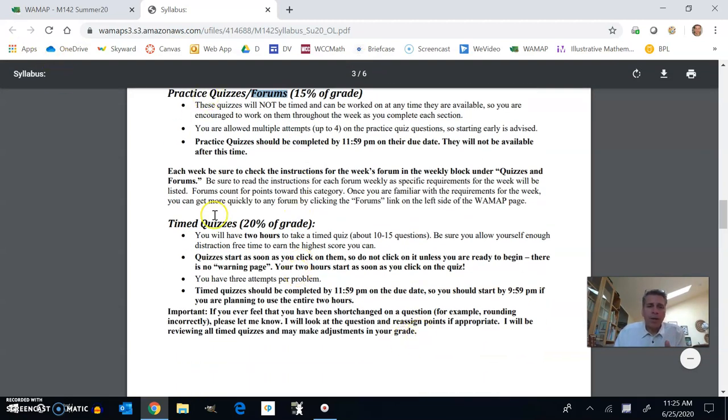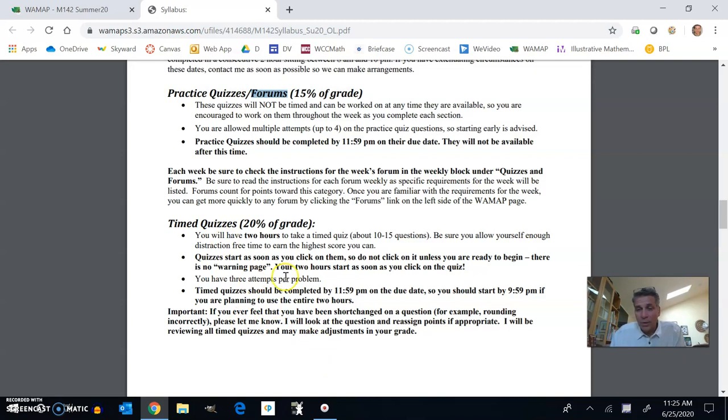A couple things on those practice quizzes and timed quizzes. Round to 3 decimal places. It's just good practice to do if it doesn't give you other directions. Also, if you feel that you've been shortchanged on a question, like you look at it and you're like, I know I'm right, I know I was right on this, let me know. Message me in WAMAP or just wait a little bit.